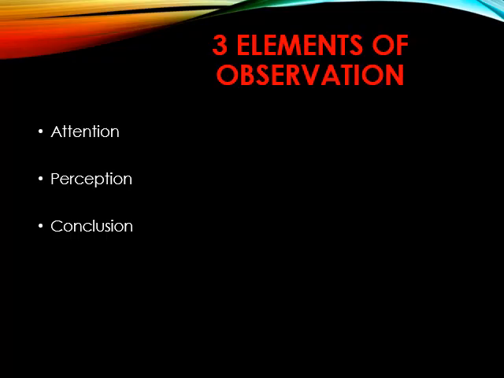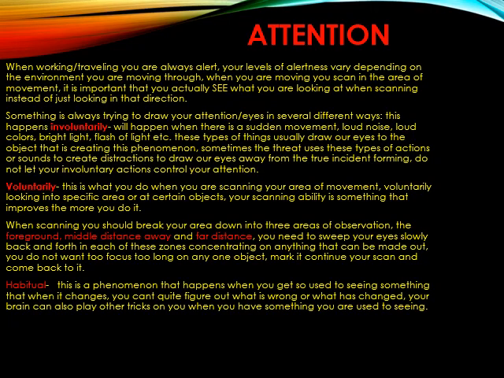So, three elements of observation: attention, perception, and conclusion. Attention. When working or traveling, you are always alert. Your levels of alertness vary depending on the environment you are moving through. When you are moving, you scan the area of movement.